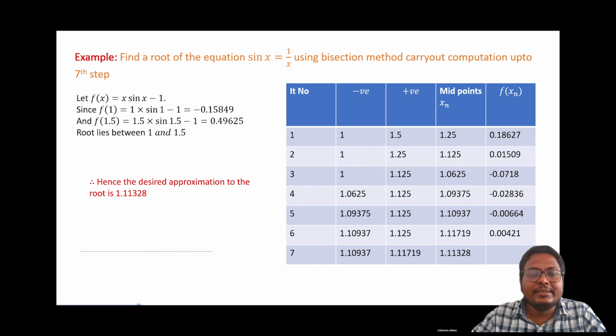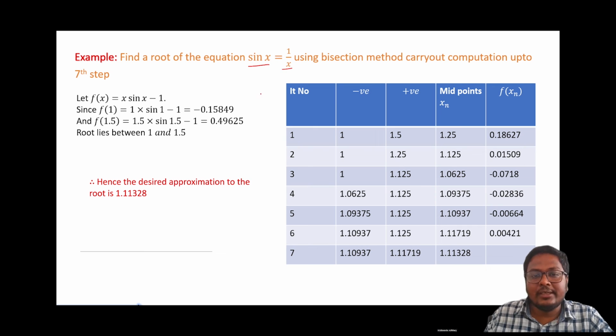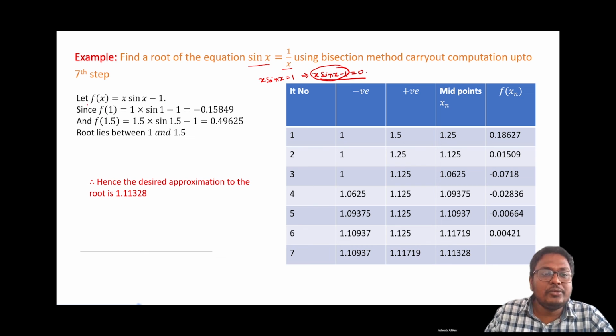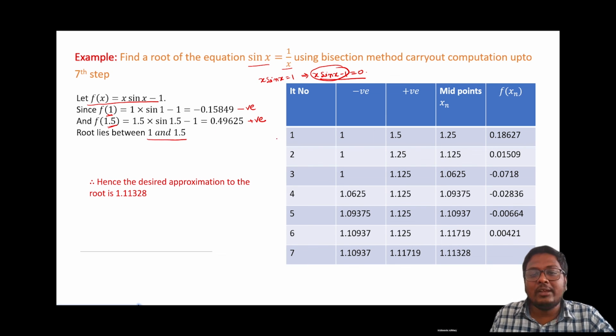Again, I am going to the next step, for the next example. So here also you can see sin x is equal to 1 by x. So we can write x sin x is equal to 1. So we can write x sin x minus 1 is equal to 0. So this is my f of x. Now I have checked f of 1 and f of 1.5. I have seen that for f of 1, I am getting a negative value, and for f of 1.5 a positive value. So my root lies between 1 and 1.5.